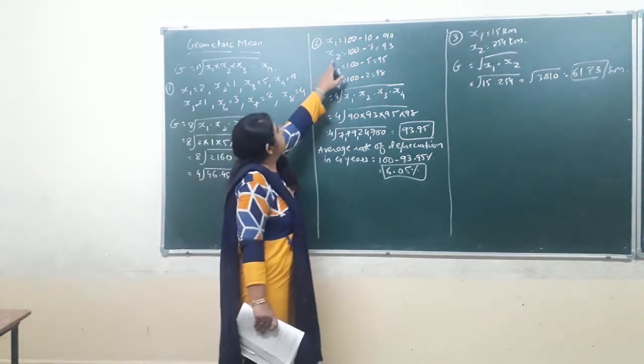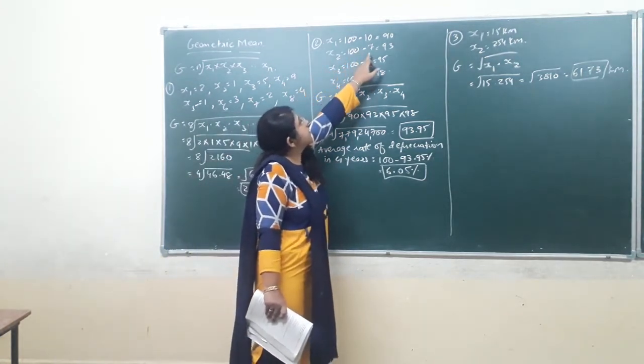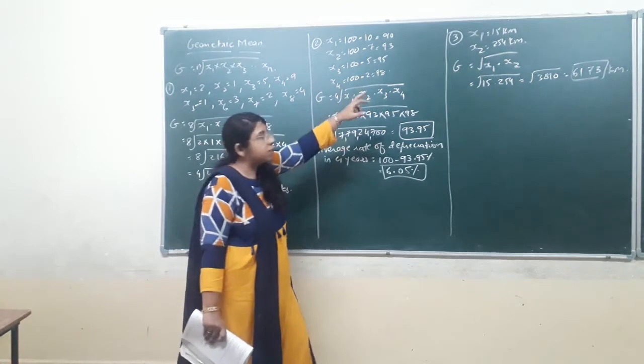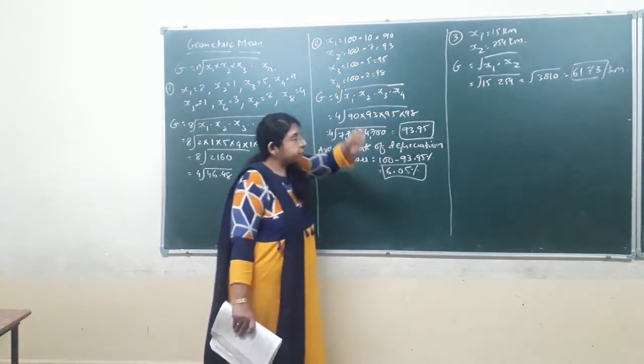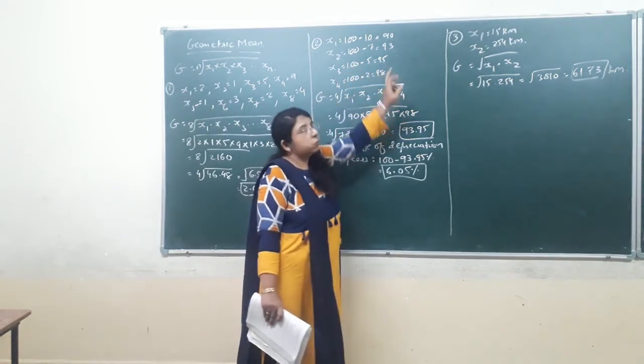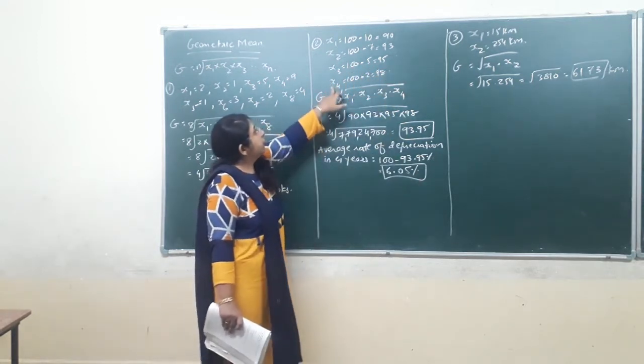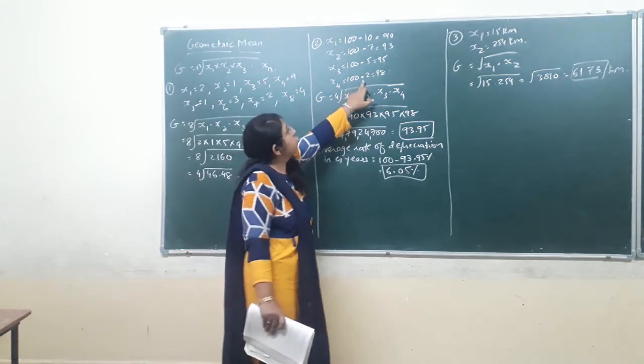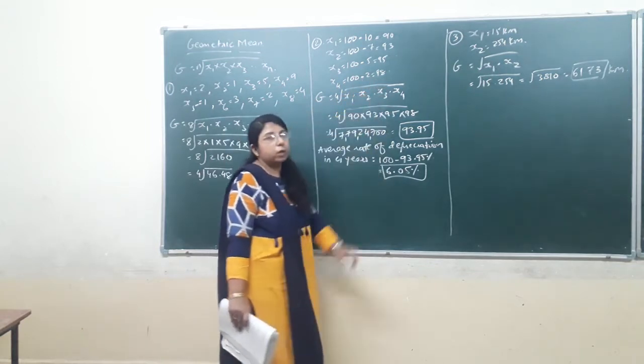In the same way, the second year value of the machinery is 100 minus 7% depreciation. So 100 minus 7 is equal to 93. Third year, 100 minus 5%. So 100 minus 5 is equal to 95. Fourth year, x4 is equal to 100 minus 2%. So 100 minus 2 is equal to 98.